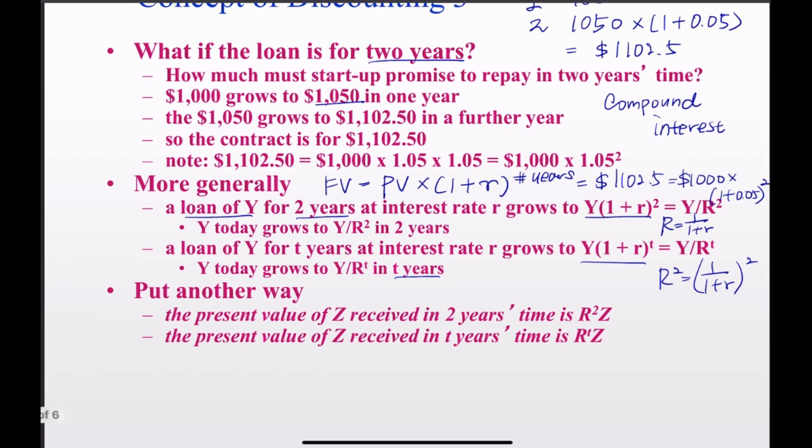Okay, if we think about it another way, the present value of Z received in 2 years is DF squared times Z. For T years, it is DF to the power of T times Z. Okay, good, this idea works for any number of years, so we just raise our discount factor to the power of the number of years.